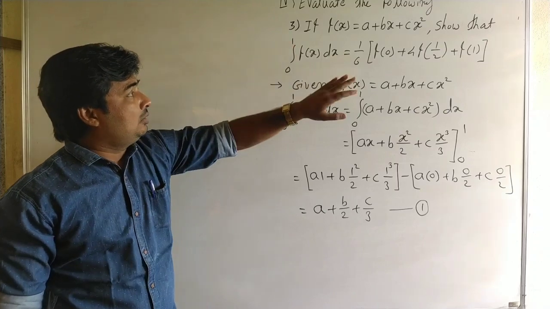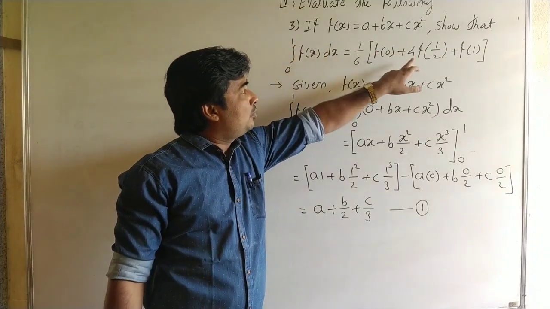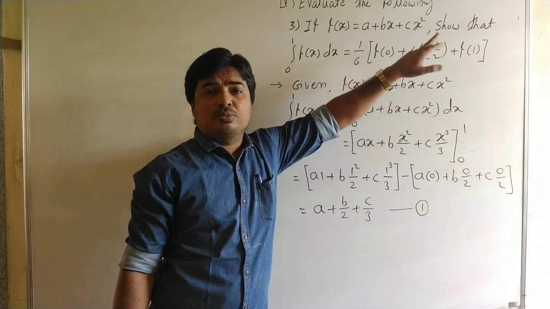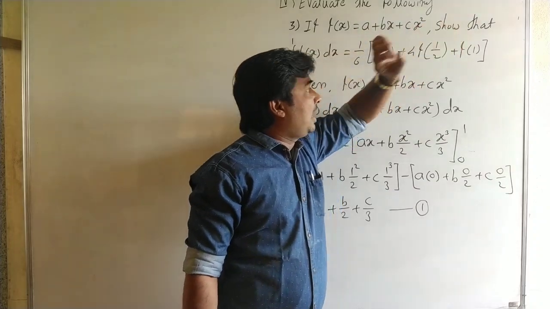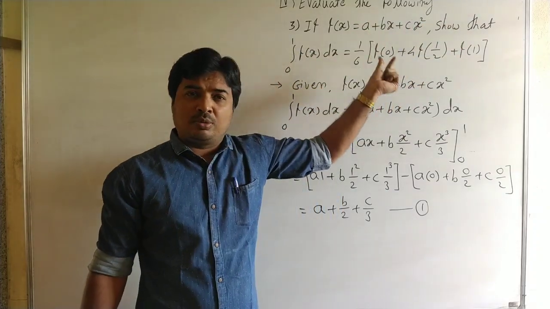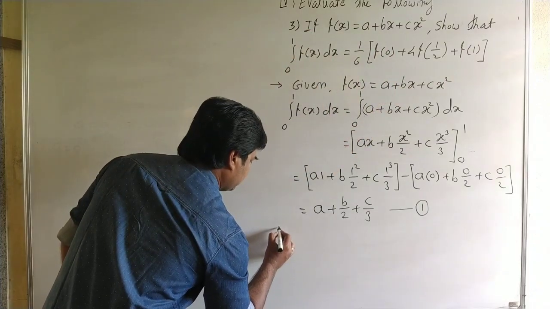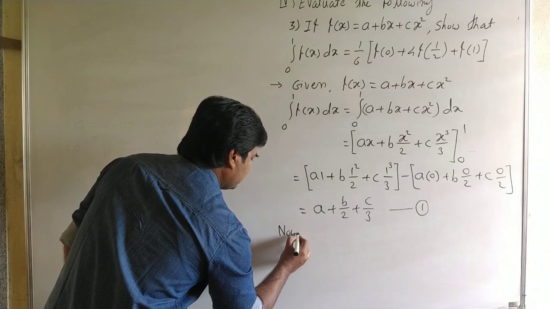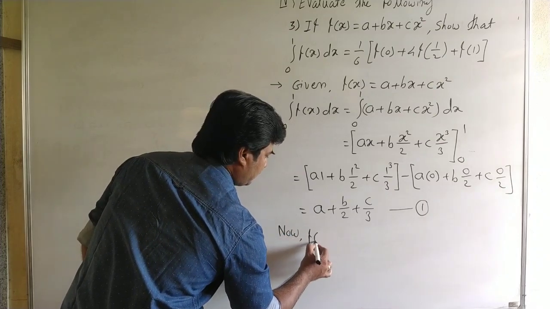Okay, now it is the RHS, it is 1 by 6 times f of 0 plus 4 into f of 1 by 2 plus f of 1. To find the value of the RHS, before that we want to find the value of f of 0, f of 1 by 2 and f of 1. Now here first we find the value of f of 0.